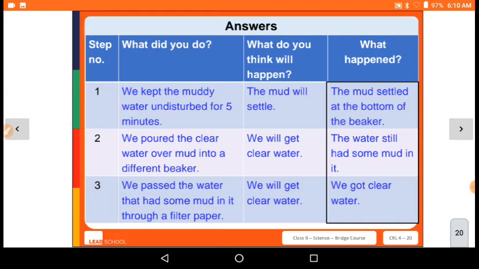So step 1 is we keep the muddy water undisturbed for 5 minutes. What did you do? Undisturbed. Now what do you think will happen? You think that mud will be settled down. Actually what happened? The mud settled at the bottom of the beaker.